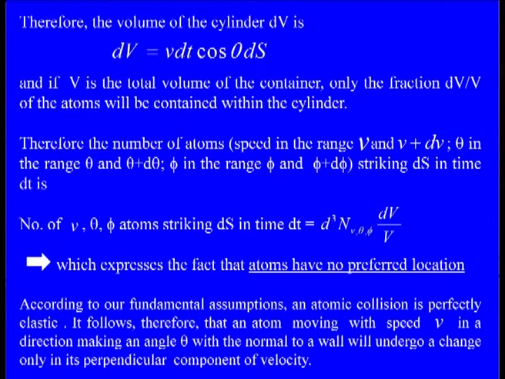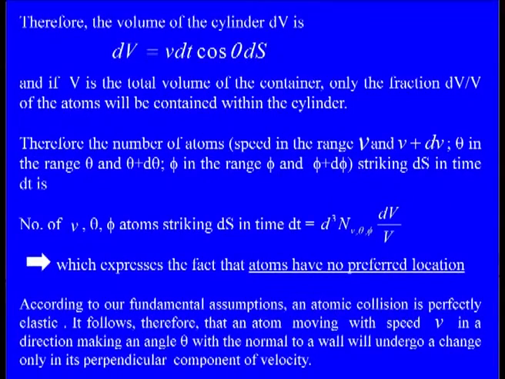Okay. So, therefore, the number of atoms in the speed range v and v plus dv, in the theta range theta and theta plus d theta, in the phi range phi and phi plus d phi, striking ds in time dt is dn(v, theta, phi) dV by V. So, this equation emphasizes the fact that atoms have no preferred locations. So, an atom can stay anywhere in the container. So, that makes the quantity dV by V.